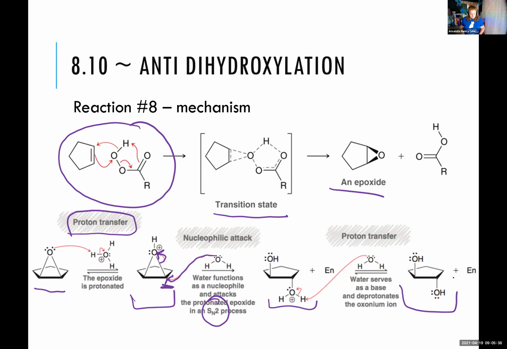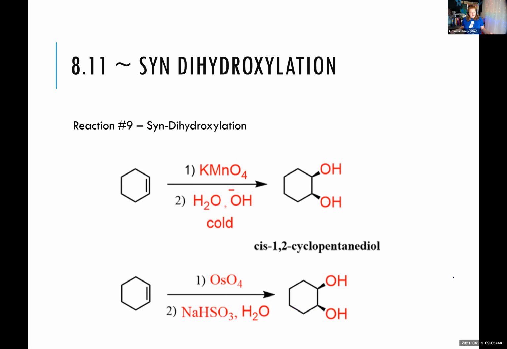Okay. So I said that number 8 and number 9 are very similar. Number 9 is a syn dihydroxylation. So we're going to add 2 alcohols again, but we're going to do it in a syn addition. So they will both be on wedges or both be on dashes. So we're starting with our alkene. And again, it doesn't have to be a ring. We're only showing it in the ring so that it helps us see the stereochemistry a little bit better.